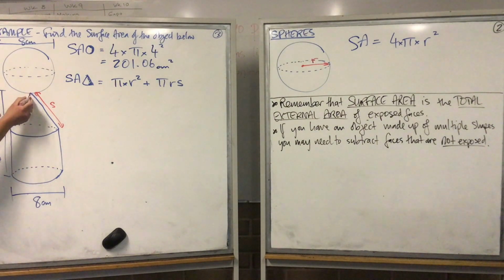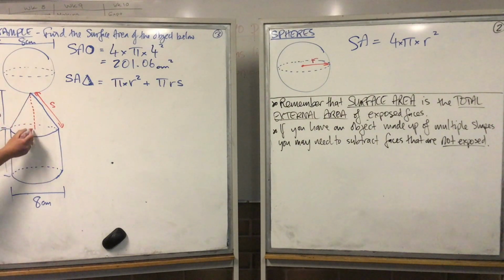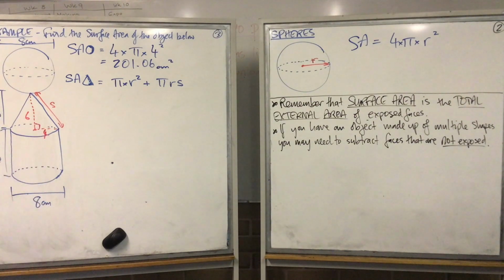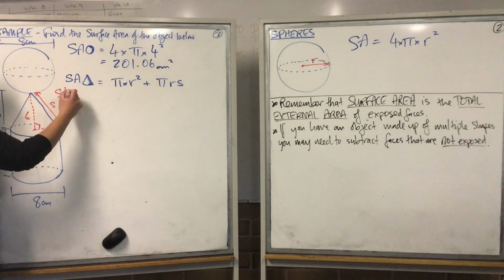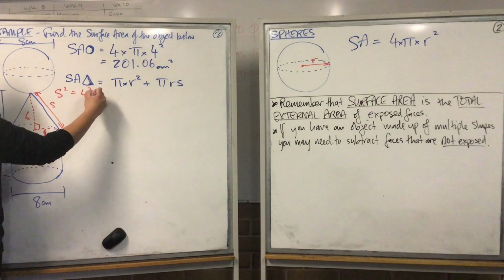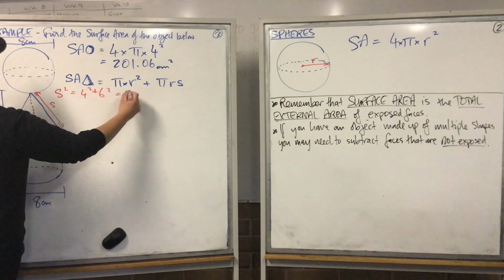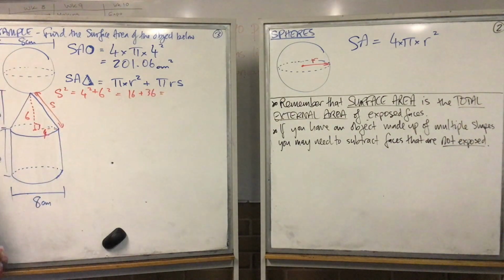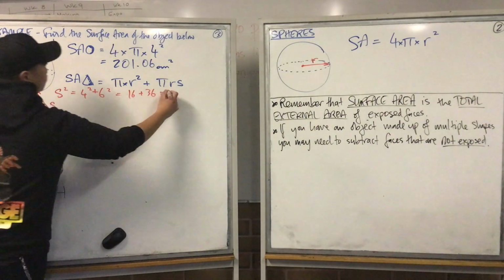How tall is it from the top to the middle of that cone? 6. How long would it go from the middle to the edge? 4. Does that form a right angled triangle down there? Yeah. So, according to Pythagoras, s squared is equal to 4 squared plus 6 squared, which is 16 plus 36. 16 plus 36, is that 52?